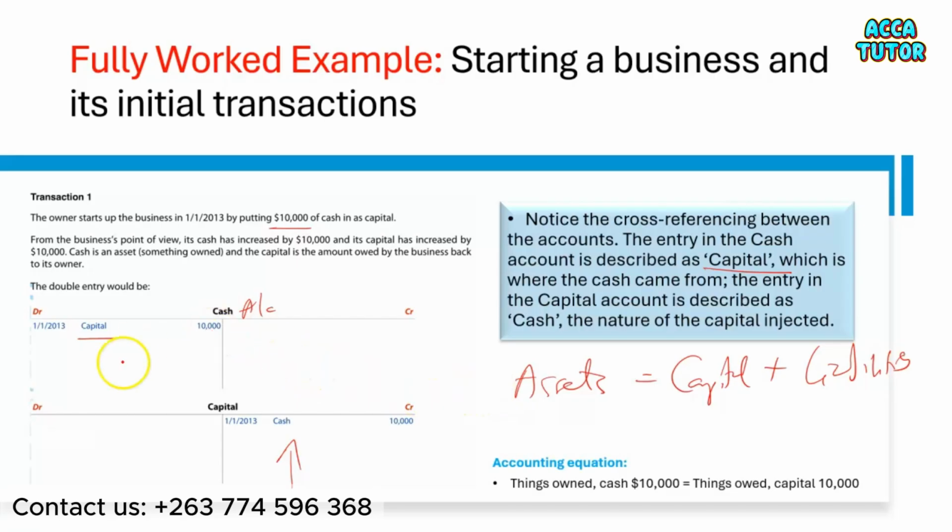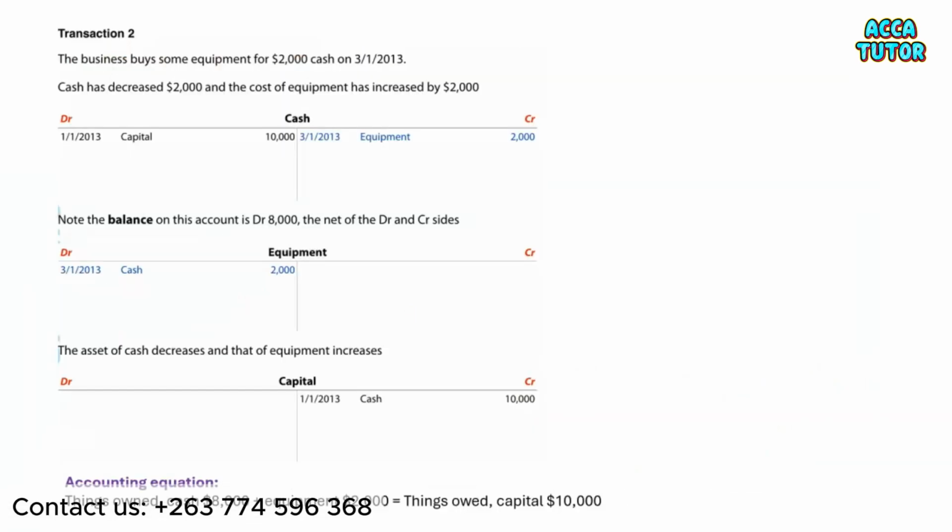assets is equal to capital plus liabilities. In this case, the assets which we own as the business is $10,000 cash, which is equal to capital of how much? $10,000. Remember, there are no liabilities at the moment. We're only told that the owner has injected cash of $10,000. So the cash the business has is $10,000, which is equal to the capital at the moment. There are no liabilities so far. So the accounting equation is assets 10,000 equals capital 10,000. Now, transaction 2.